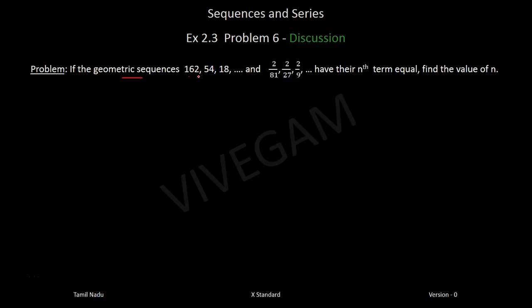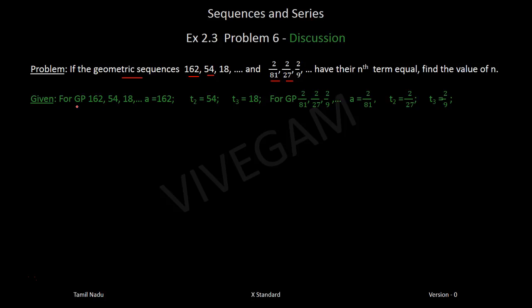We have a equal to 162, t2 is 54. For the second series, the first term is 2/81 and the second term is 2/27. I'm not considering t3 because we are not asked to check whether it's a geometric sequence. It's already given, so we don't use t3. Okay, right. So let's list it out.